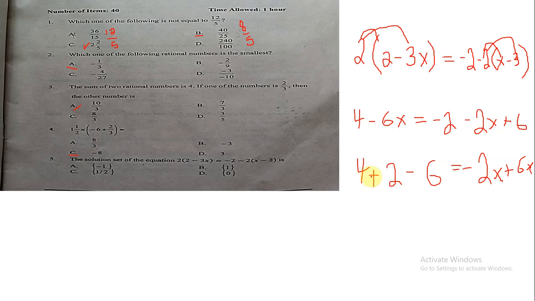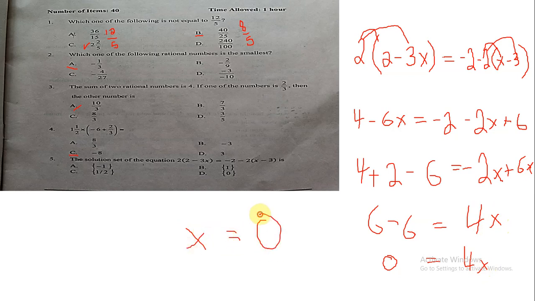Now what we will do, 4 plus 2 minus 6, that means it will be 6 minus 6, which is 0. And here what we have, negative 2x and plus 6x, it will be 4x. Then the last answer, x will be equal to 0. So the correct answer for this question is choice D.